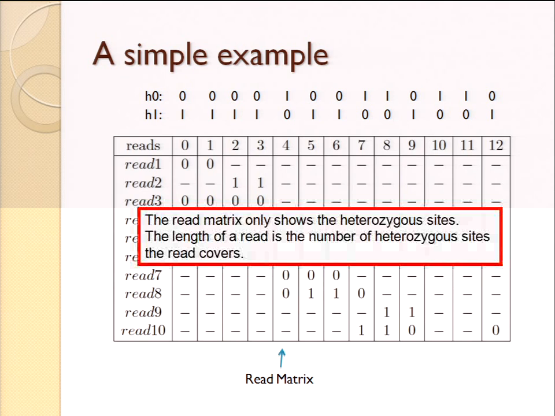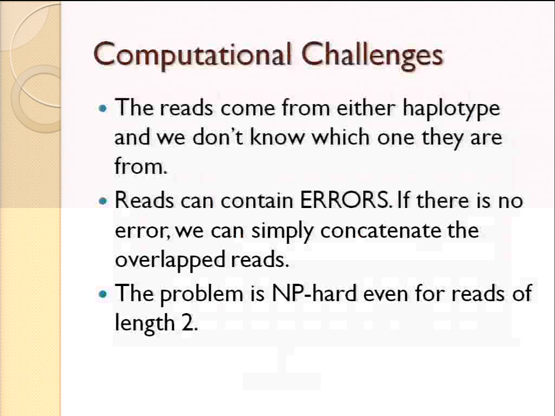The reads only show heterozygous sites, as we said before. We don't care about homozygous sites. So the read length is actually the number of heterozygous sites. So it's different from the sequencing length of the read. We can use 1 kb, but because we only consider the heterozygous sites, the read matrix is relatively short. So the length, meaning of the coverage, is what it covers.